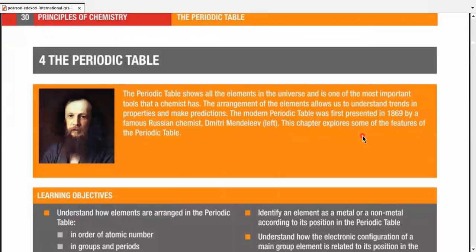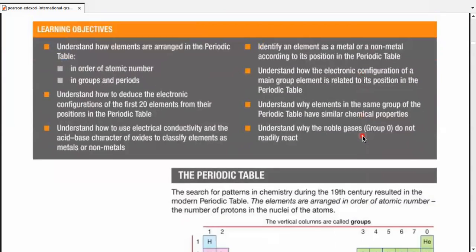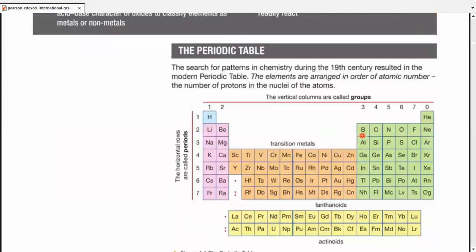The periodic table. Okay, the periodic table is actually the collection of all the elements discovered so far in a proper table form, in order to make sure that it's easy for you to take information out of this table.